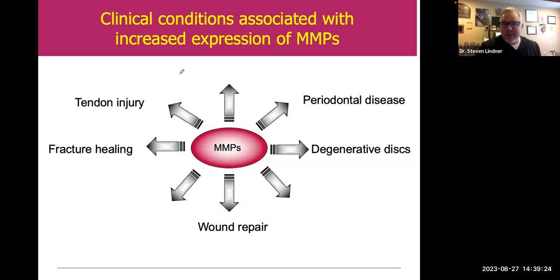So when the MMPs are not modulated properly, you get things like repetitive injuries. You get fractures that happen. Like I've seen many students that are walking around with a boot around their ankle, and we go, "What happened?" They go, "I broke my metatarsal." "Well, what were you doing?" "Nothing. I was just walking." This is because they have MMPs circulating around. Poor wound repair, degenerative discs, right? Not just one disc.